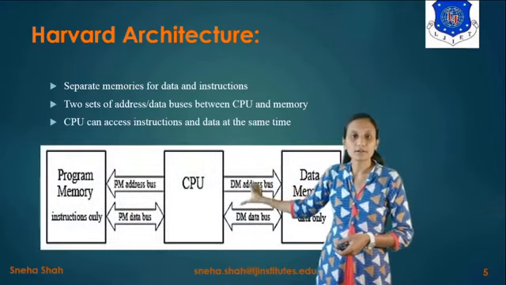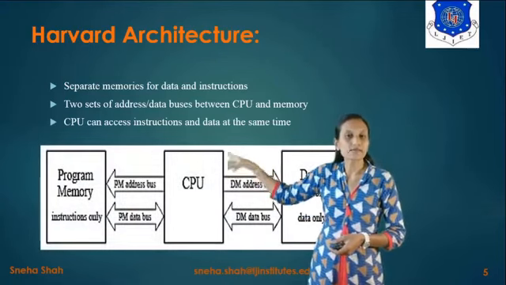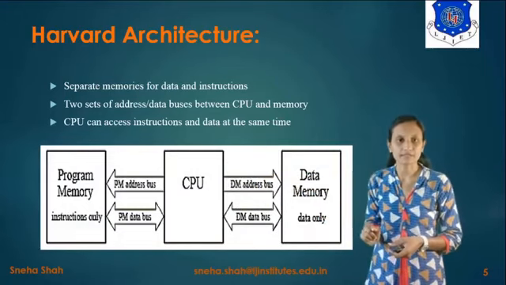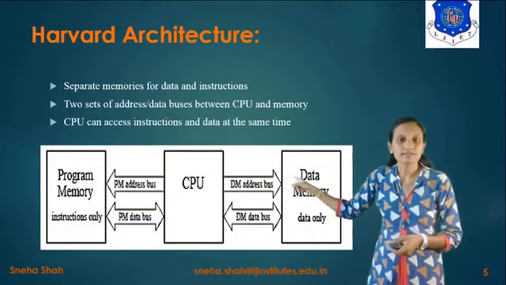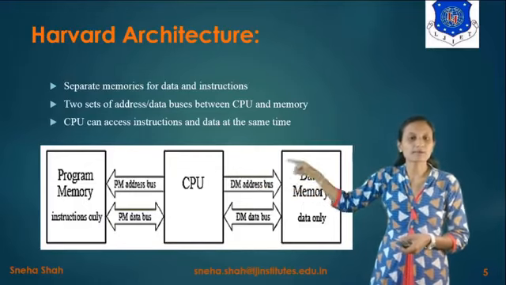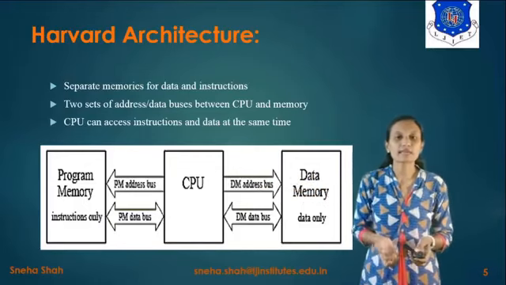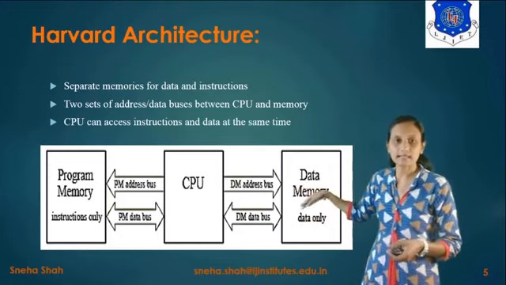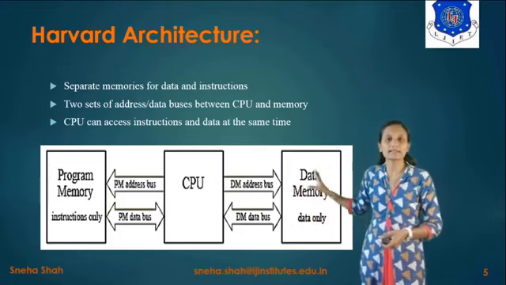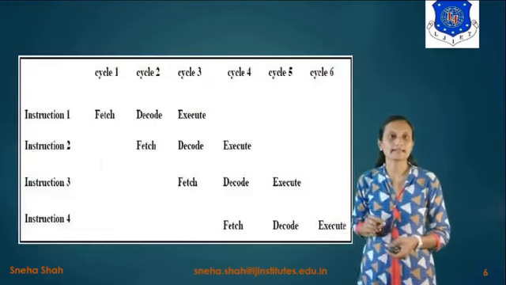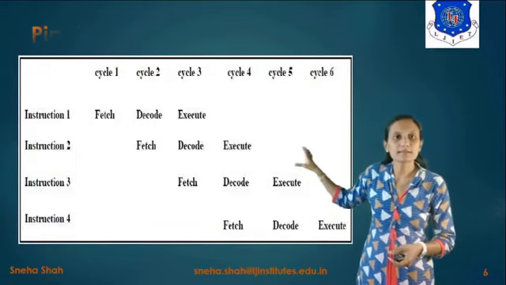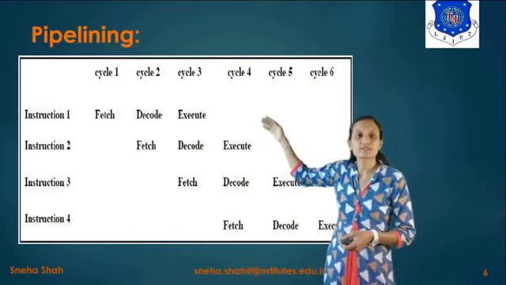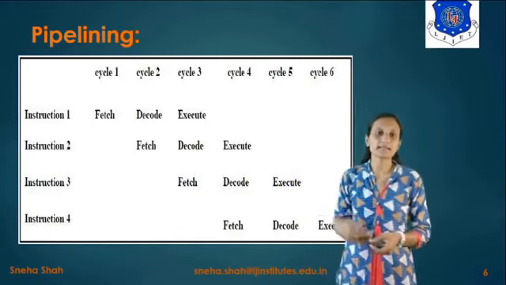So if we are drawing the block diagram of this Harvard architecture, you can see that the data memory and the program memory will be different. So the CPU will interface with the data memory and program memory in parallel, so we can fetch the data as well as the instruction at the same time. So parallel processing can be done in this Harvard architecture. This will be considered as pipelining. In the pipelining, instructions 1, 2, 3, 4 will be like this.